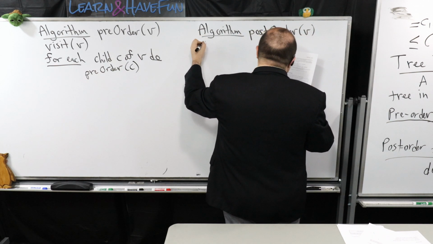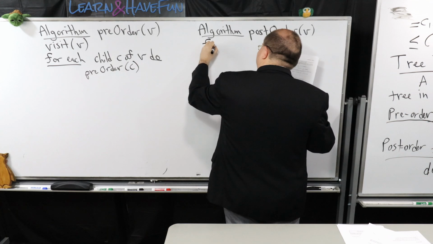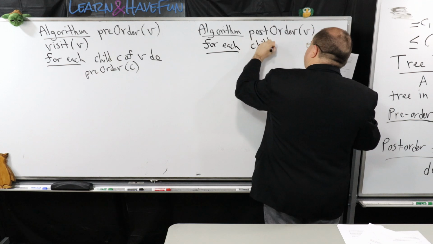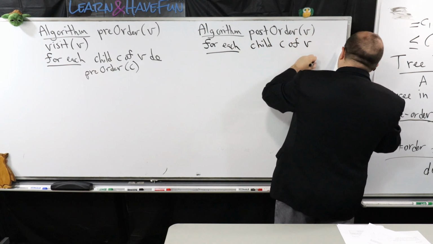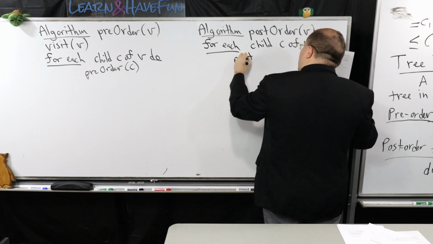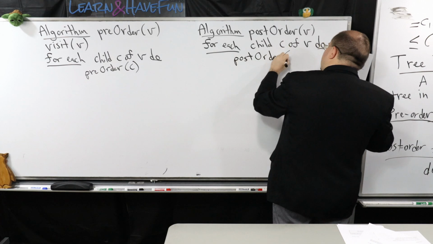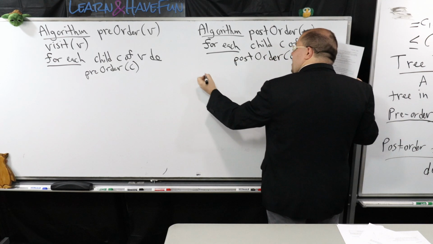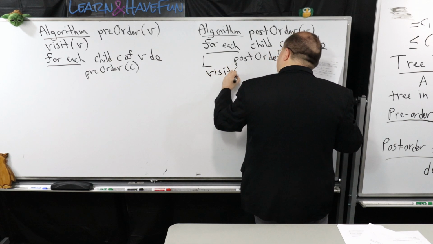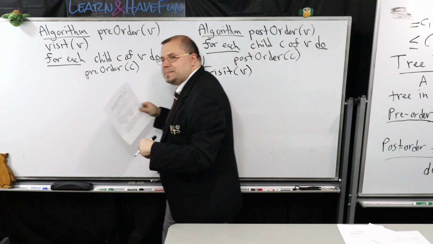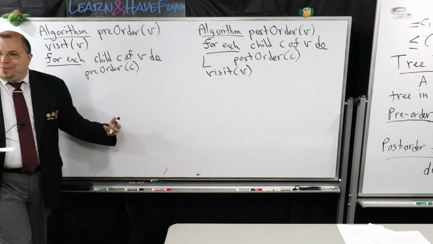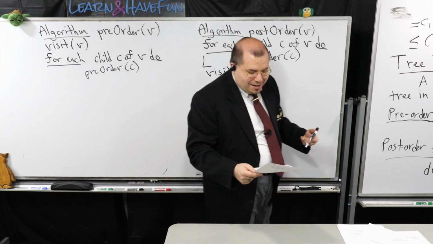And then this one, because of what we just described, you go through for each child C of V. We go through all of our children first, so we're going to recursively apply post order to each one of my children. And then after this loop, after the loop, I'm going to then visit it. And that's it. See, these are pretty nice, right? But it'd probably be better we do an example so you can actually see what this actually does.